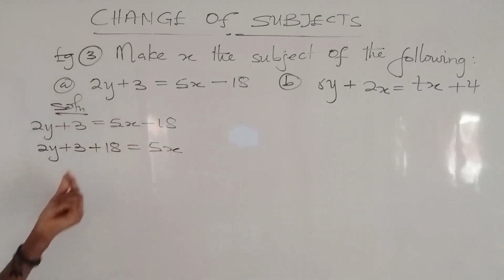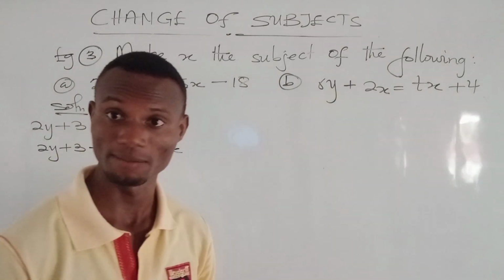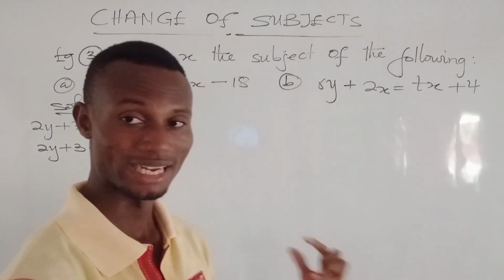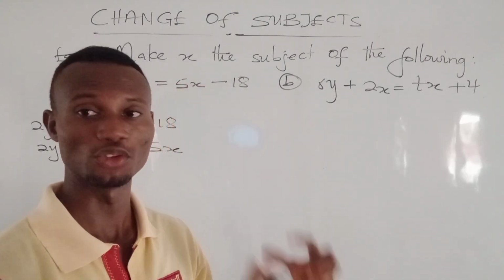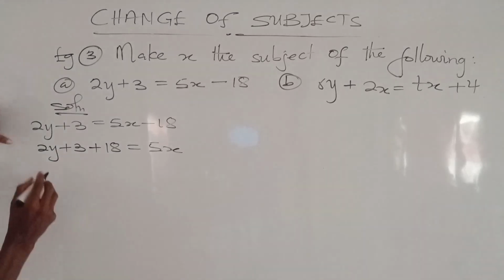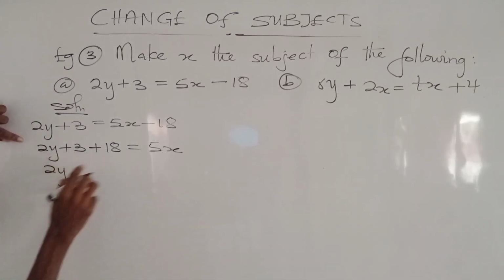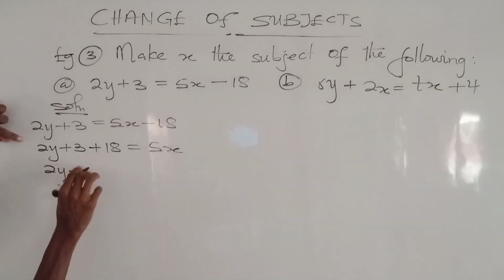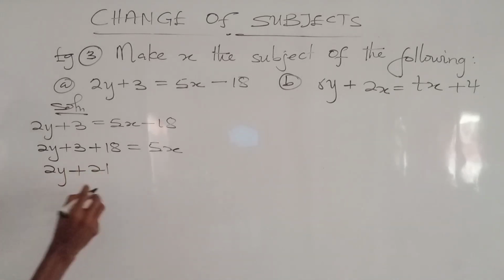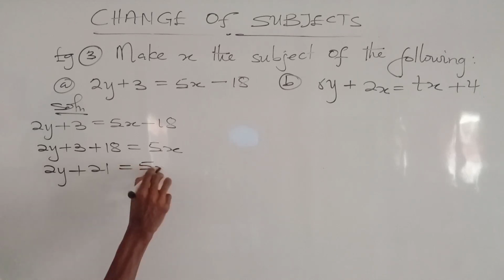Now we know that this 3 and the 18 are like terms, so we can simplify them. We can add them. So I'm going to repeat my 2y, and 3 plus 18 gives 21. So 2y plus 21 equals 5s.